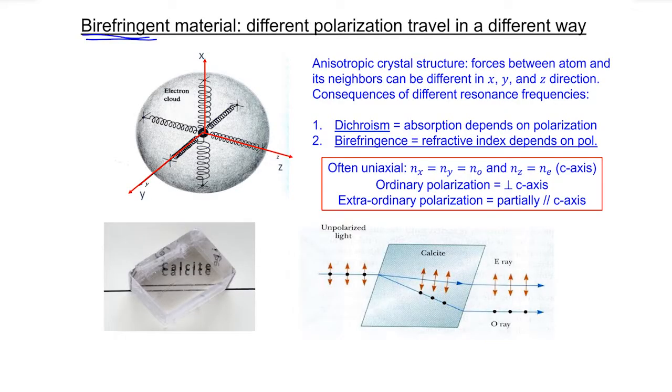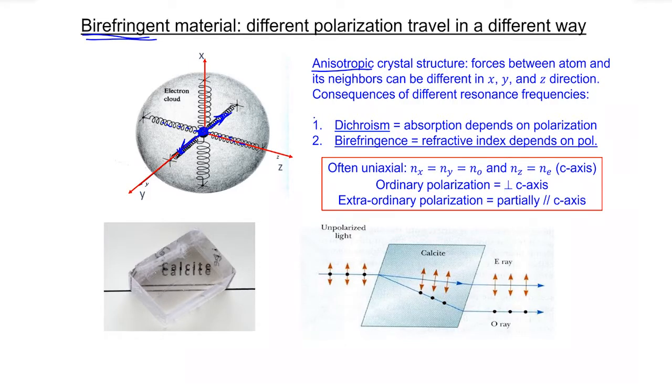Birefringent crystals are crystals that have an anisotropic crystal structure, which means that the forces between atoms and their neighbors can be different in one direction than in the other direction. And it also means that the oscillation frequency of atoms oscillating in one direction can be different than that in another direction. This anisotropy has two consequences.